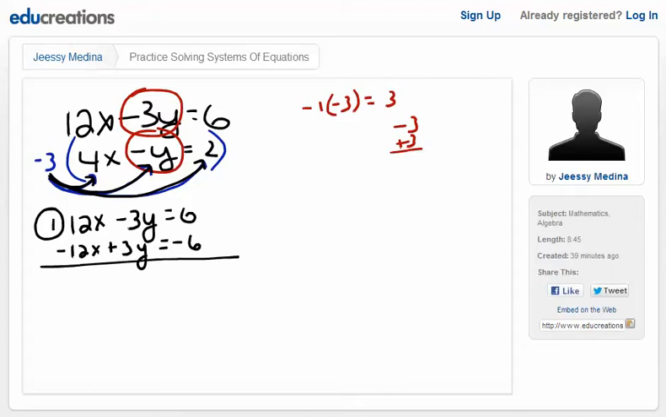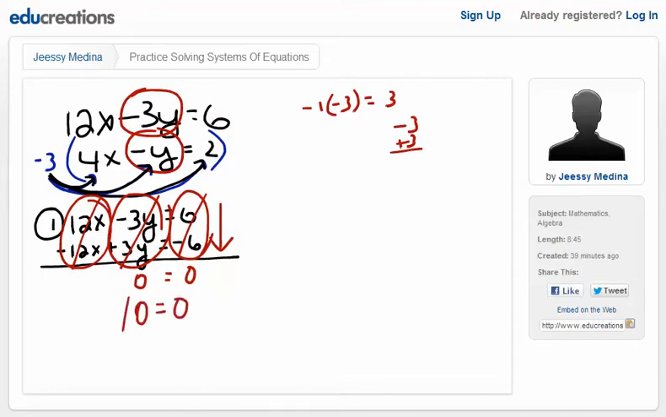And I'm going to combine this from top to bottom. 6 plus a negative 6 is 0. This cancels, this also cancels, and this also cancels. So I have that 0 equals 0. 0 equals 0. Both sides are the same. So which case do we have? This is the case where the lines overlap each other. It's the same line, literally.